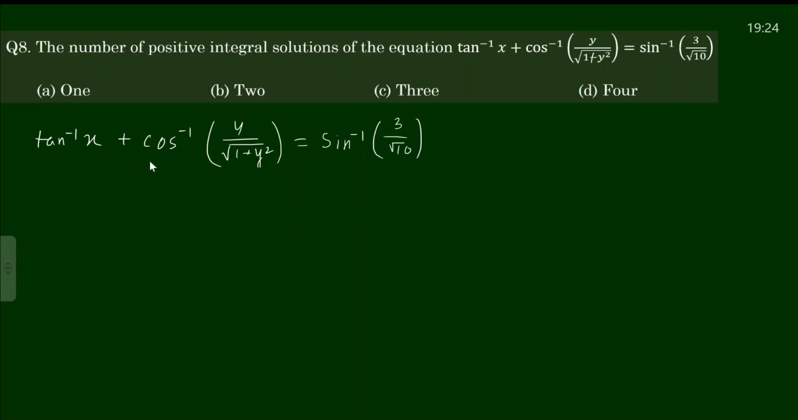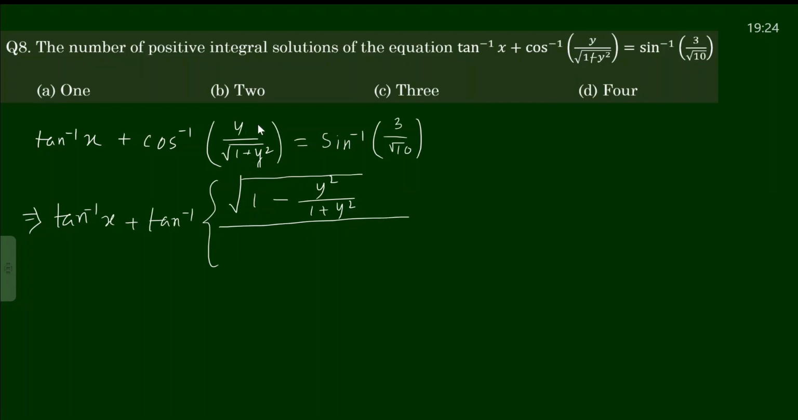So let me express all of this cos inverse and sin inverse in terms of tan inverse. So to do that, you see our tan inverse x function is remaining the same here, tan inverse x, plus if we write this cos inverse in terms of tan inverse, you see we can write this is root over of 1 minus this term square, that is y by root over 1 plus y square, and the whole term divided by this term itself, that means y by root over 1 plus y square.